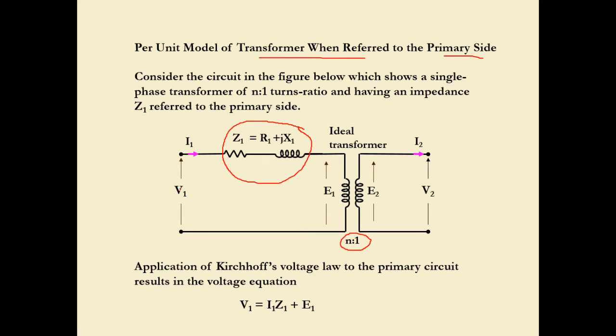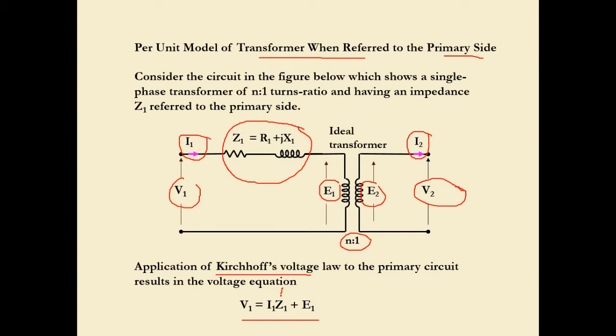Okay, so we have V1 over here. This is E1, the induced voltage. We have the output voltage V2. Again, we have the induced voltage at the second turn of the ratio E2, as well as the incoming current and outgoing current I2. Right. So what we do next is apply Kirchhoff's Voltage Law, KVL, to the primary circuit, which results in the voltage equation V1 equal to I1 Z1 plus E1.